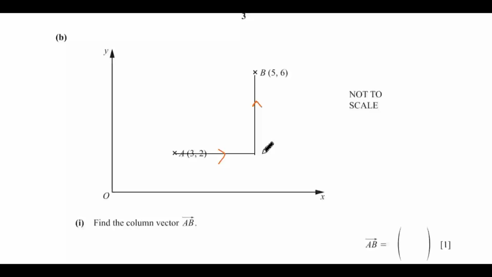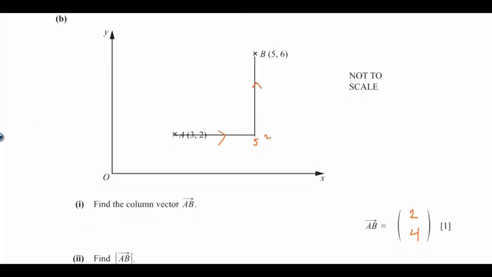If you look at the direction here, it should be x equals 3 here and x equals 5 here. So that means from x equals 3, it took 2 steps, like from 3, 4, and 5. That means x equals 2. Then for y, what's the value of y here? From y equals 2, it moved to y equals 6. That means 3, 4, 5, 6. So that will be 4 steps. So the column vector AB will be 2 over 4.